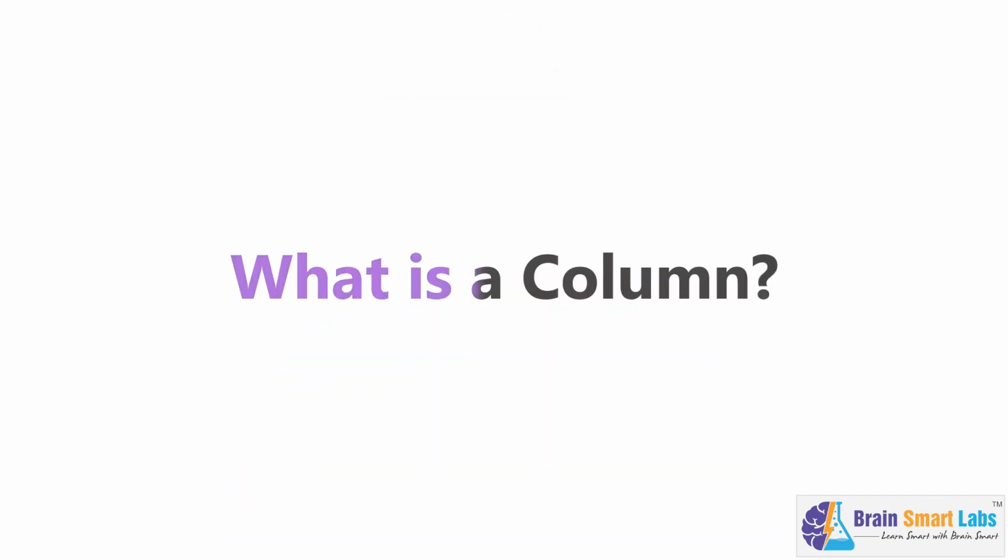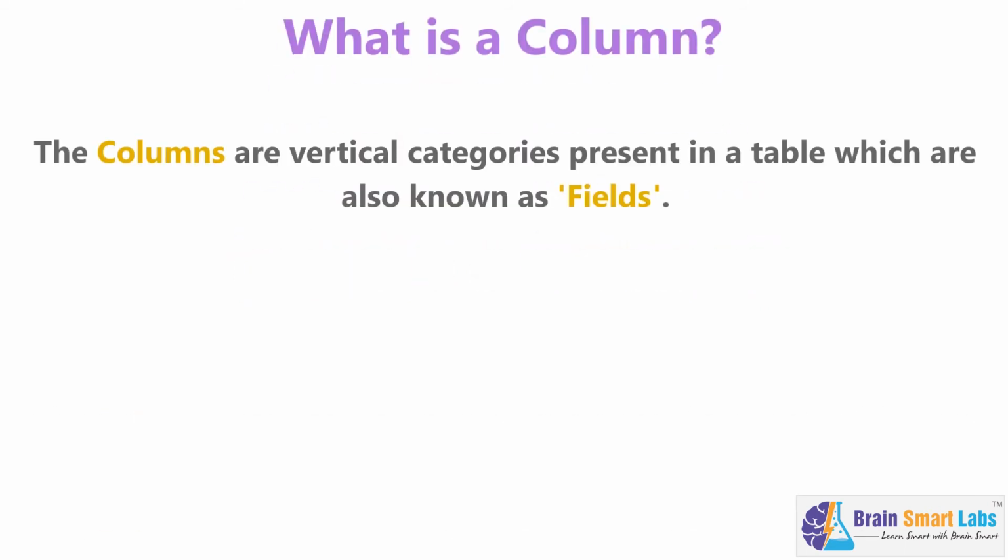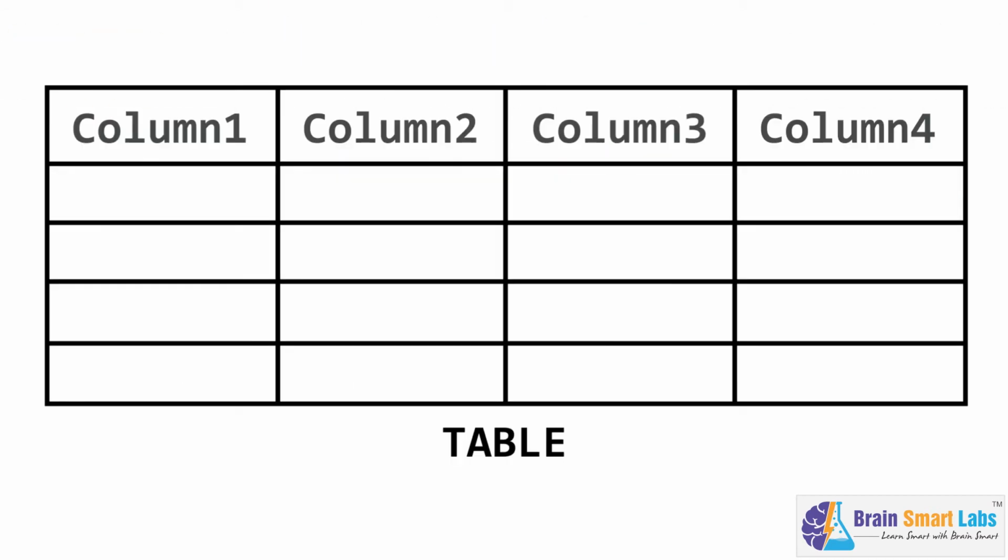Next question is, what is a column? What is a column in SQL? Columns in SQL are vertical categories present in a table which are also known as fields in real life. In this illustration below, the data in the table can be categorized into 4 columns. The first column here stores the data only related to this column. The second, third and fourth columns likewise store data only related to their own column.